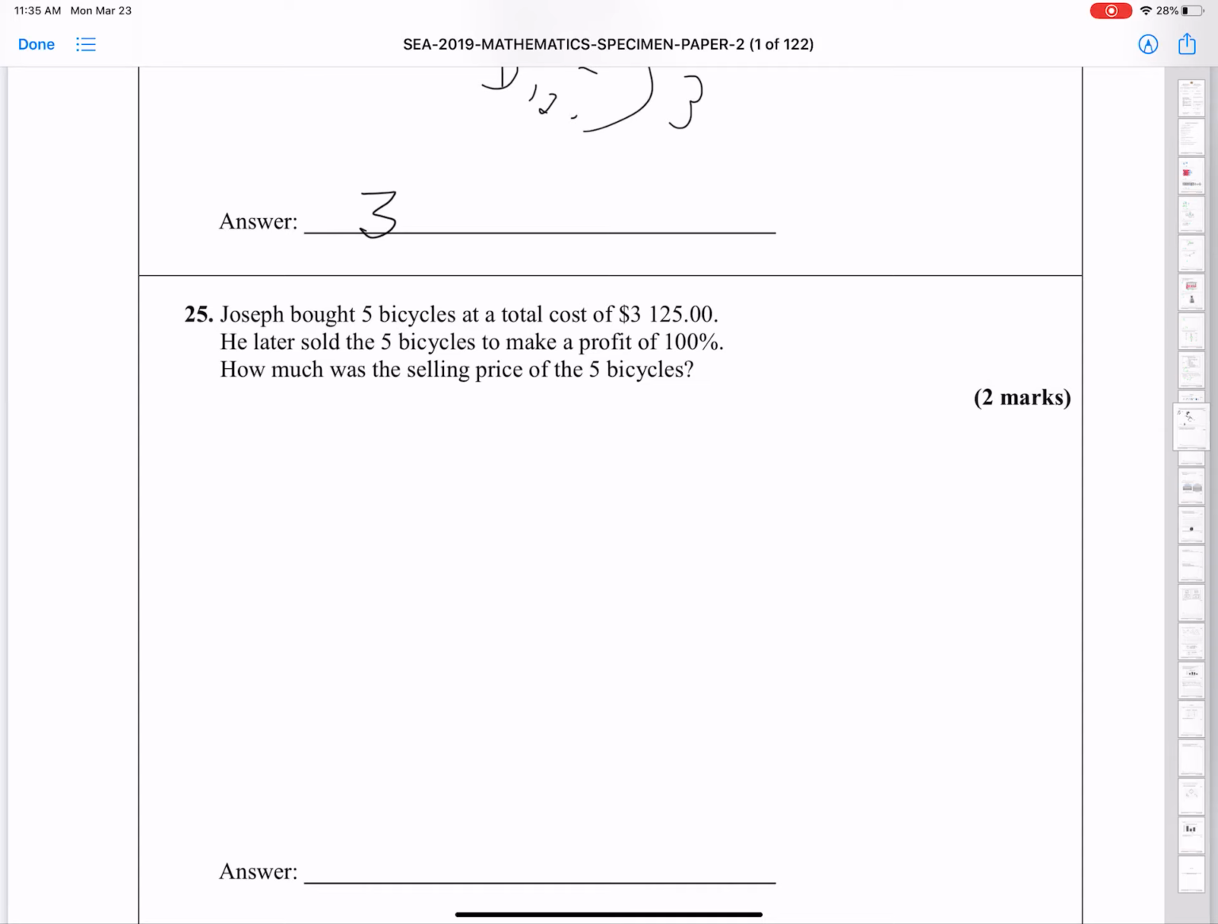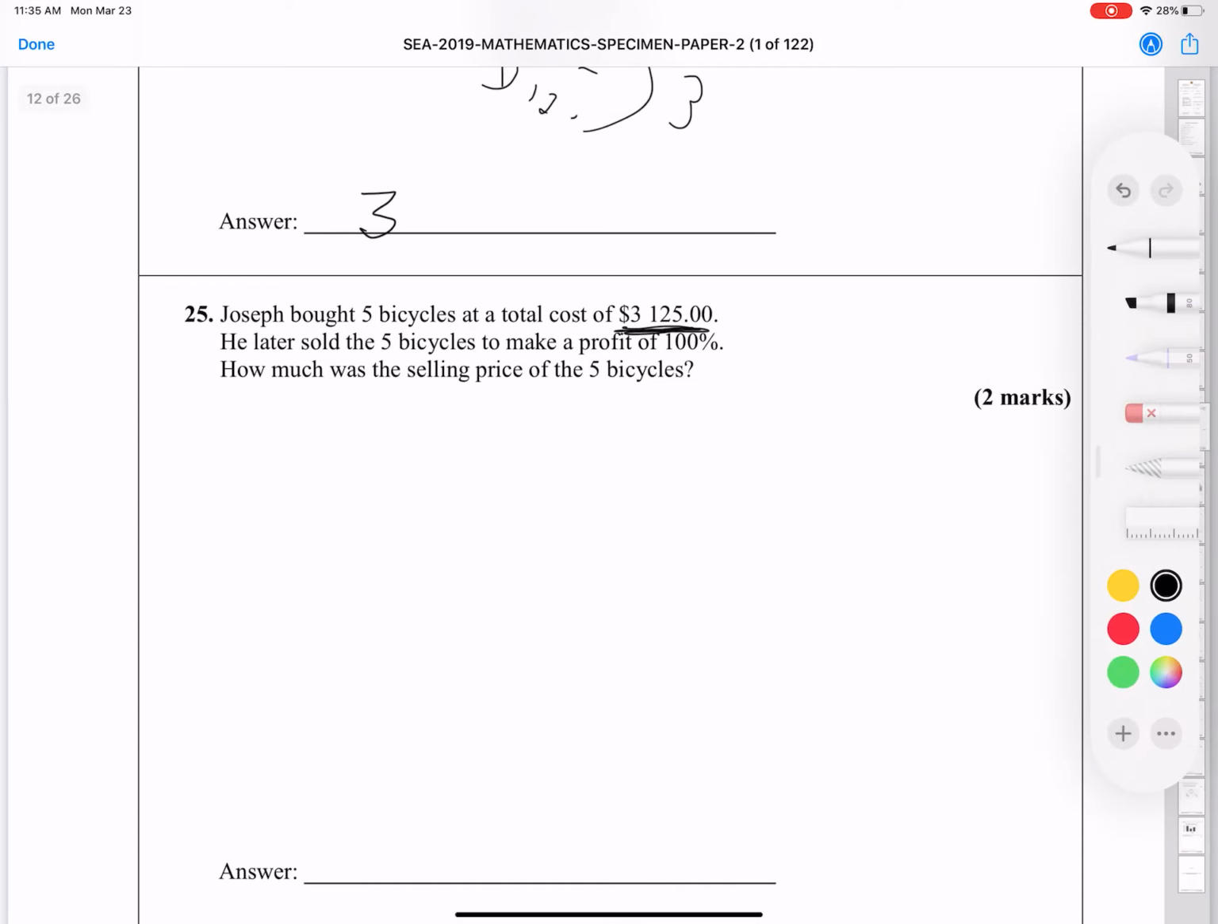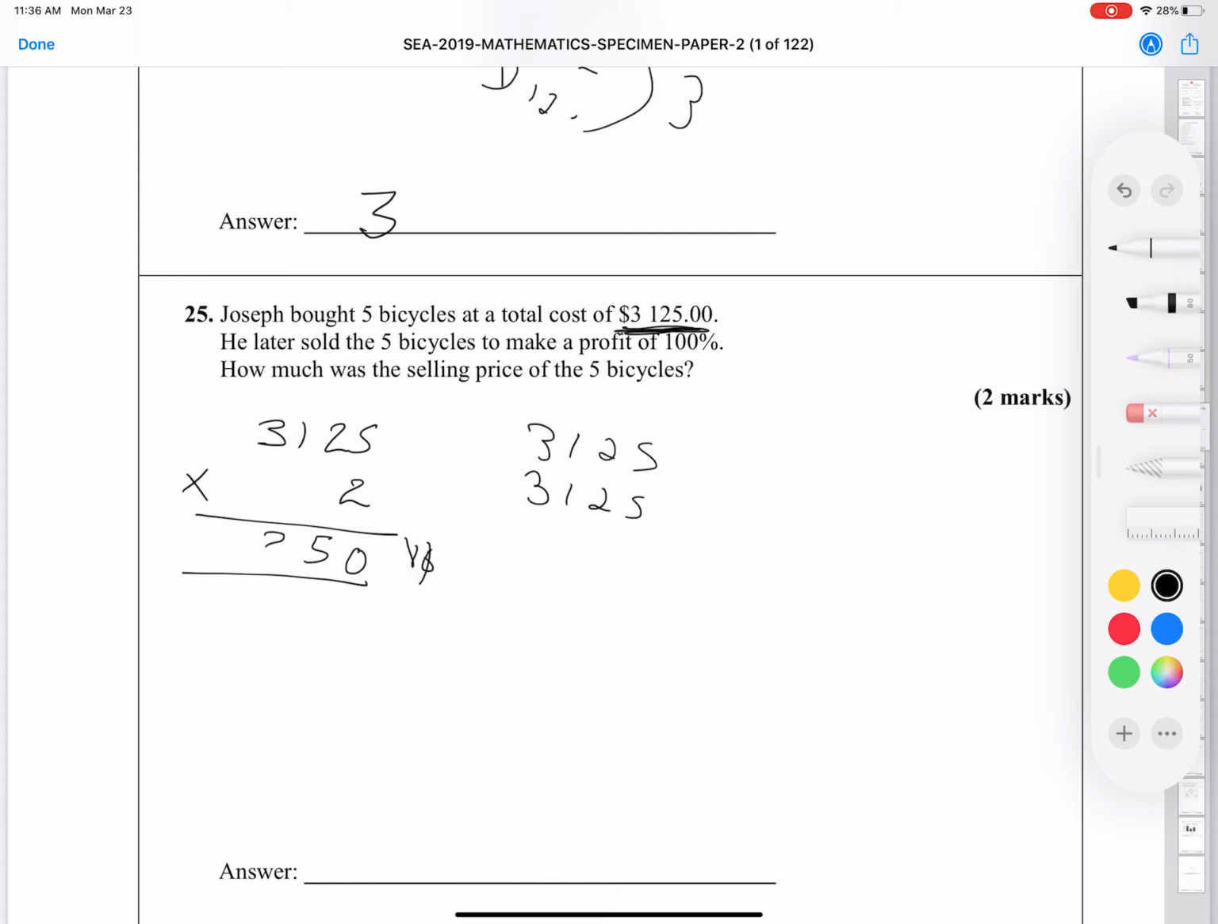So this is simply doubling 3,125. 3,125 times 2, which is the same as 3,125 plus 3,125. 5 2s are 10, 2 2s are 4 and 1 5, 1 2 is 2, 3 2s are 6. So after selling the bicycles, he received 6,250. 3,125 would have been his cost price, so he made another 3,125.